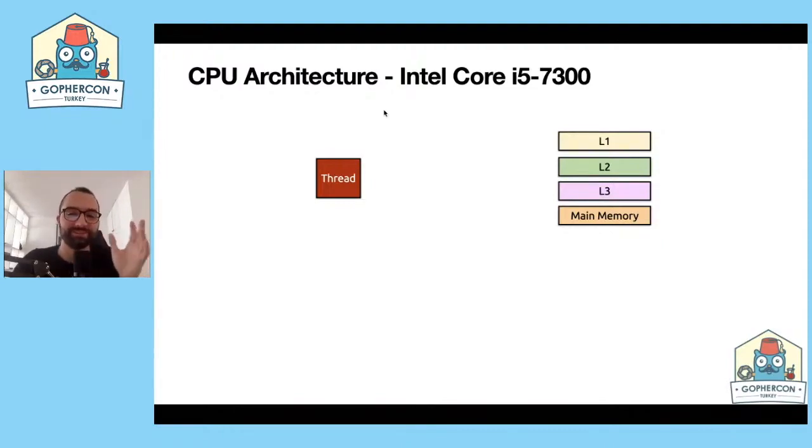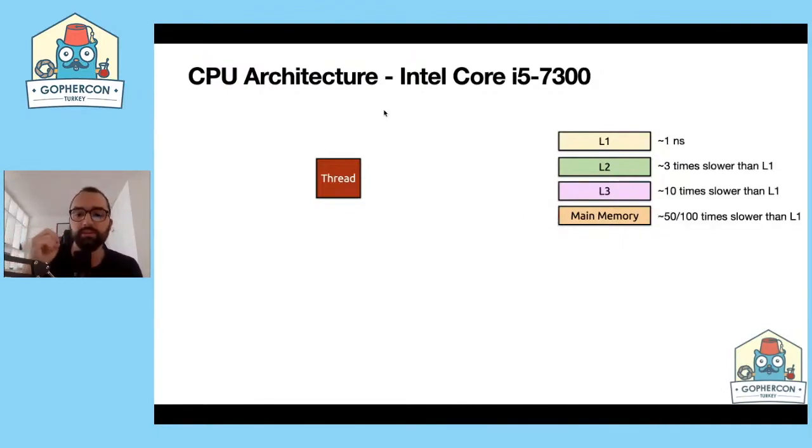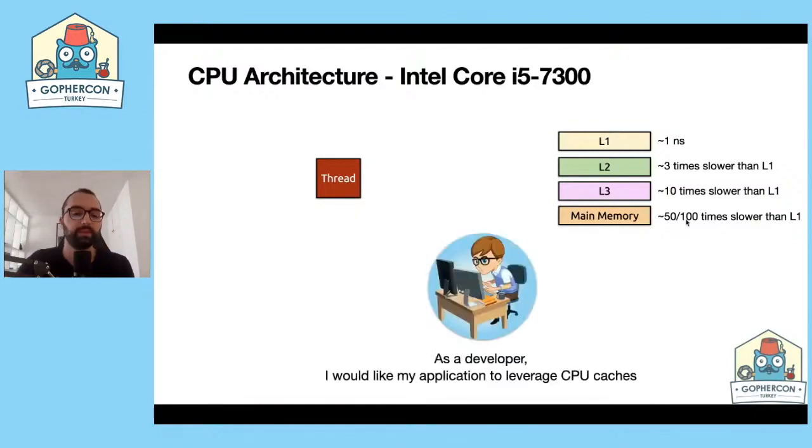Okay, so I just wanted to show you a visual representation of how fast it is to get data from caches. So that's the animation I was discussing. And basically here what you can see is that getting data from the main memory itself is painfully slow. We assume about 50 to 100 times slower, right? So as a Go developer, if I want to optimize my application, I would like my application to leverage CPU caches, of course, because that's the fastest way to get data, right?